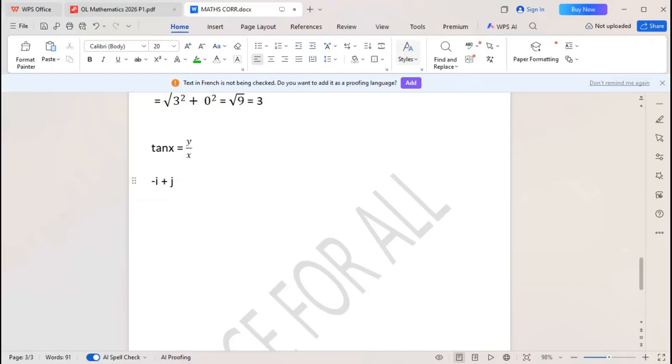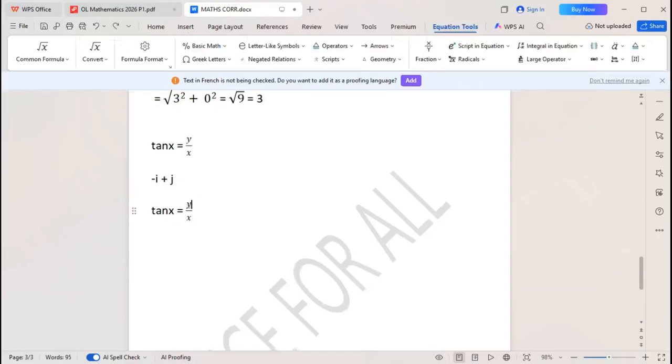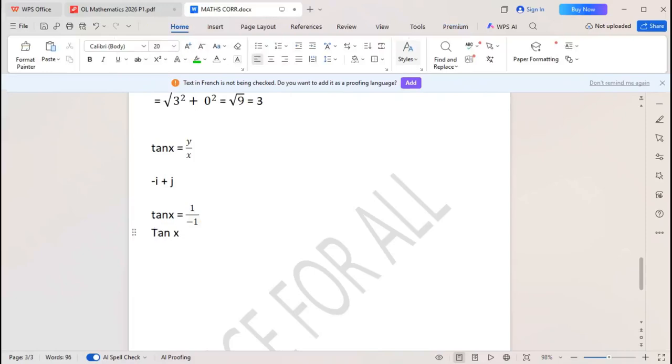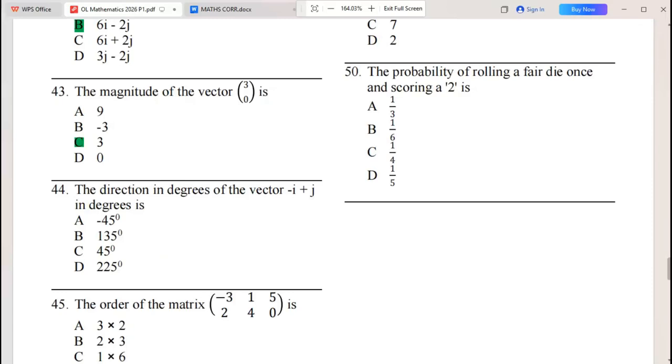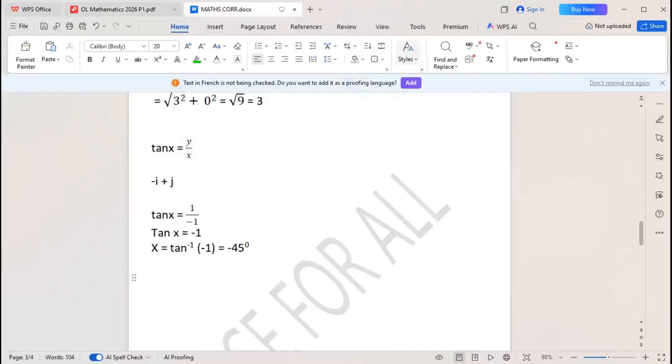Now substituting in the formula, I have y as 1 and we have x as minus 1. So we have that tan x is equal to minus 1. That means x is equal to tan inverse of minus 1. Tan inverse of minus 1 is equal to minus 45 degrees. Now some people might go and try to take option A, minus 45 degrees, as your answer, but unfortunately that will be very wrong because of the way this vector is located.